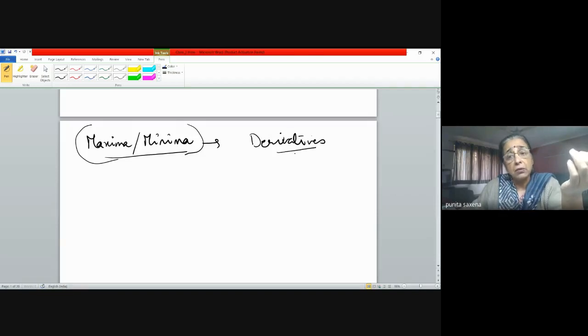Now, we use derivatives to find maxima minima, right? Then we have seen we use second order derivatives to find the points of inflection as well. And that's how we used this concept of maxima, minima, inflection, and everything in sketching the graphs, right?